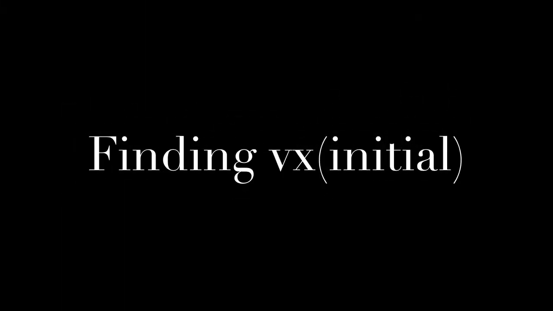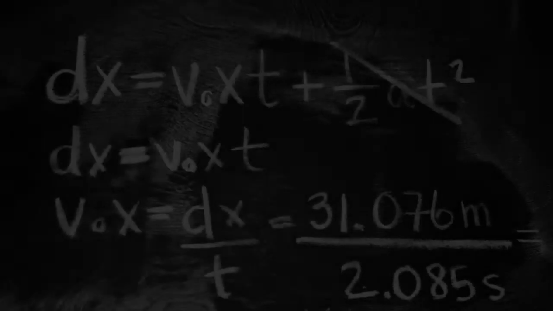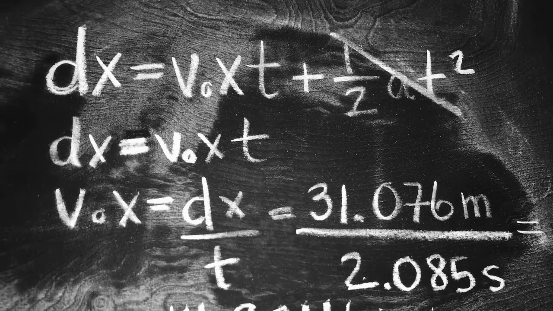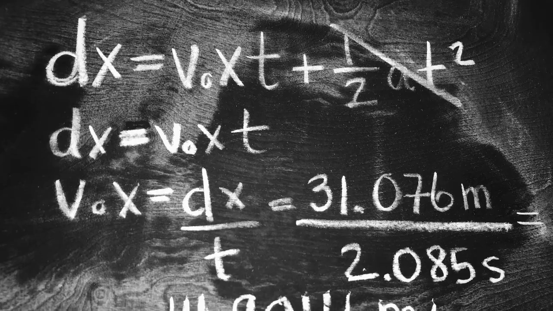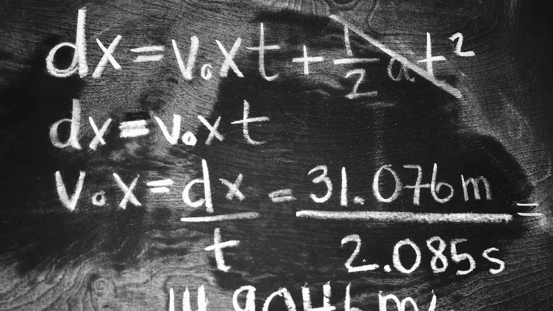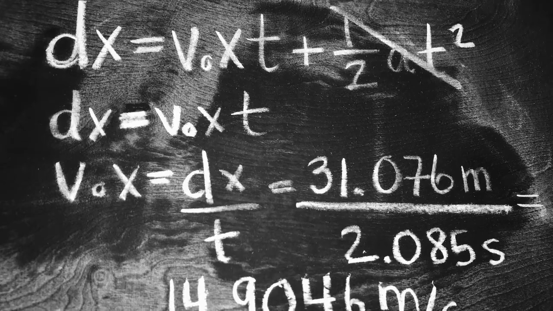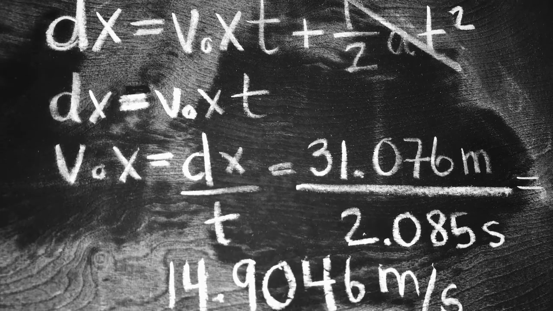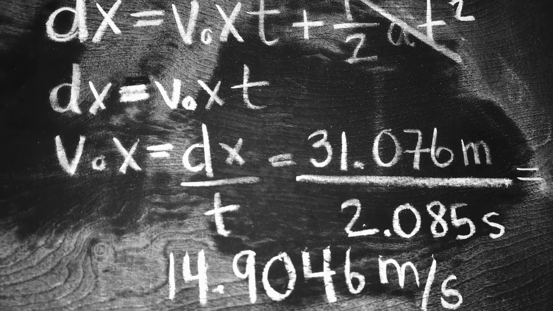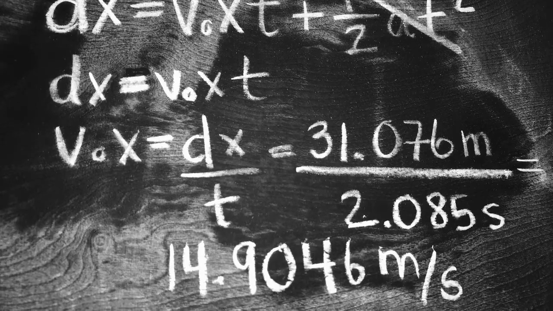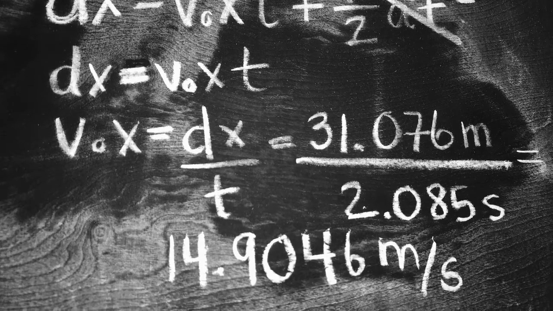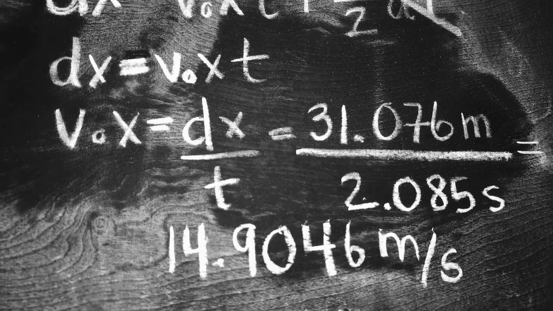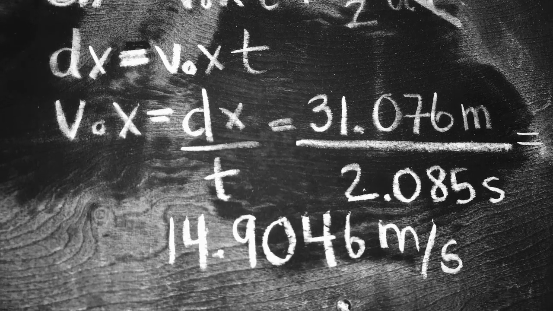The next part of this is to find the initial horizontal velocity by using what values we have so far. We are using the formula dx equals the initial velocity multiplied by time plus 1/2 the acceleration multiplied by time squared. We know that horizontal acceleration is 0, so we are left with the equation dx equals v0x times t. To solve for the initial horizontal velocity, we divide the horizontal displacement by time. That is 31.076 meters divided by 2.085 seconds. This gives us an initial horizontal velocity of 14.9046 meters per second.